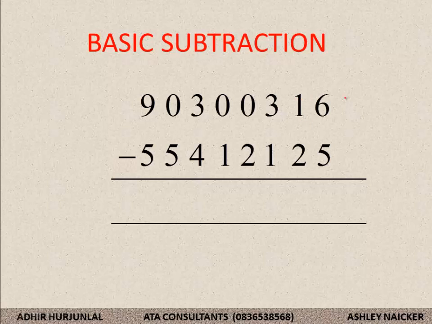If I look at a problem like this, starting off on my extreme right, this will be the normal starting position. Look at the units on its own. I have a 6 minus a 5. Now 6 minus 5 immediately gives me the answer, which is 1. If I go on to the next digit, this is the tens column. I notice I have a 1 minus a 2. Now straight away 1 minus 2 I cannot do. I cannot perform that operation, which means something needs to be done to this one.